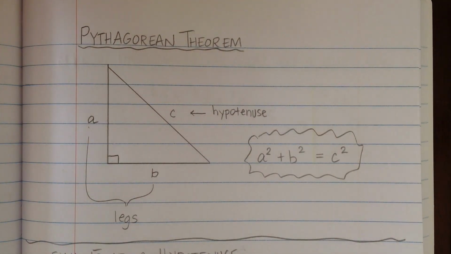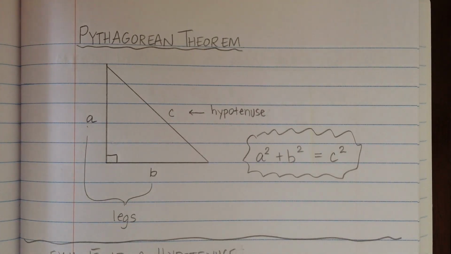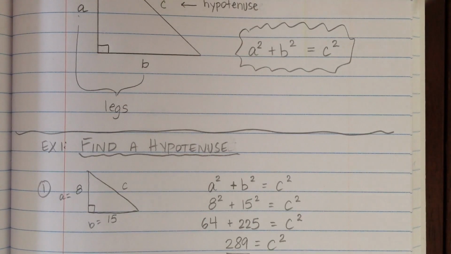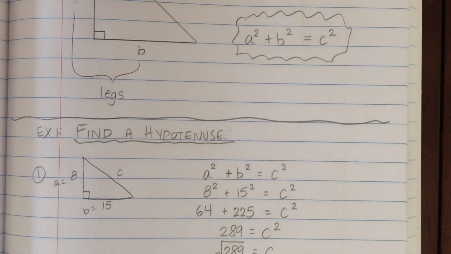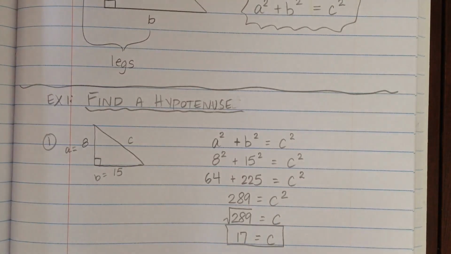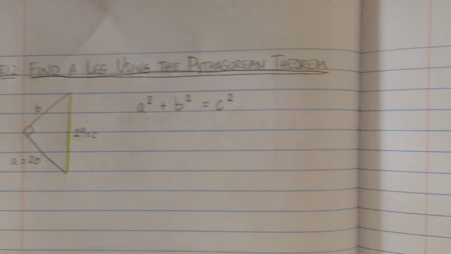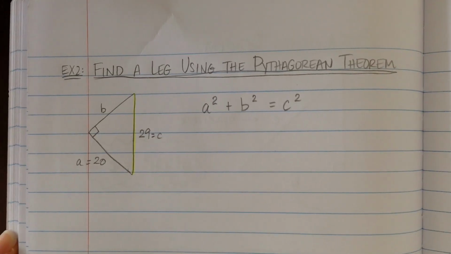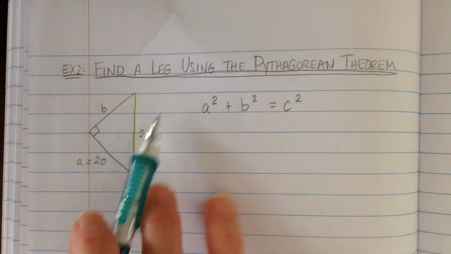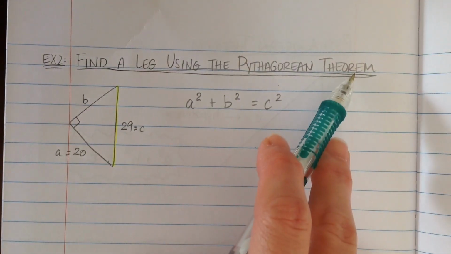Okay, so we did an example of finding a hypotenuse. If we had the two side lengths and we needed to find the hypotenuse, we worked through that using the formula. All right, so now let's do an example where we have to find a leg using the Pythagorean theorem. I started working through this one. So here we go, example 2, find a leg using the Pythagorean theorem.